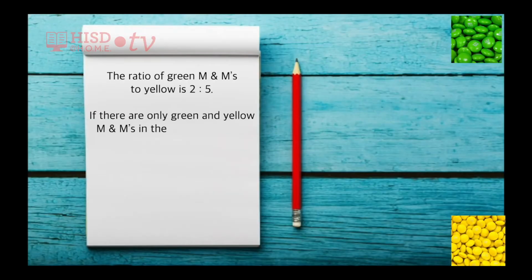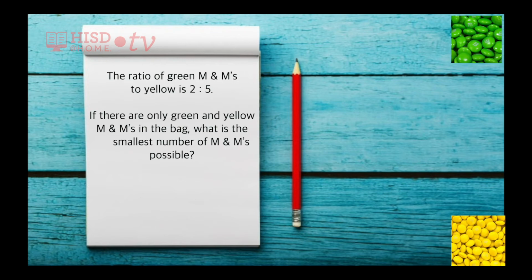Okay, let's do a quick check for understanding. So the ratio of green M&Ms to yellow is 2 to 5. So let me ask you this. What actually came first? The green or the yellow? Correct, the green. So the number 2 represents green and 5 represents yellow. Remember when I said earlier that the order is extremely important.